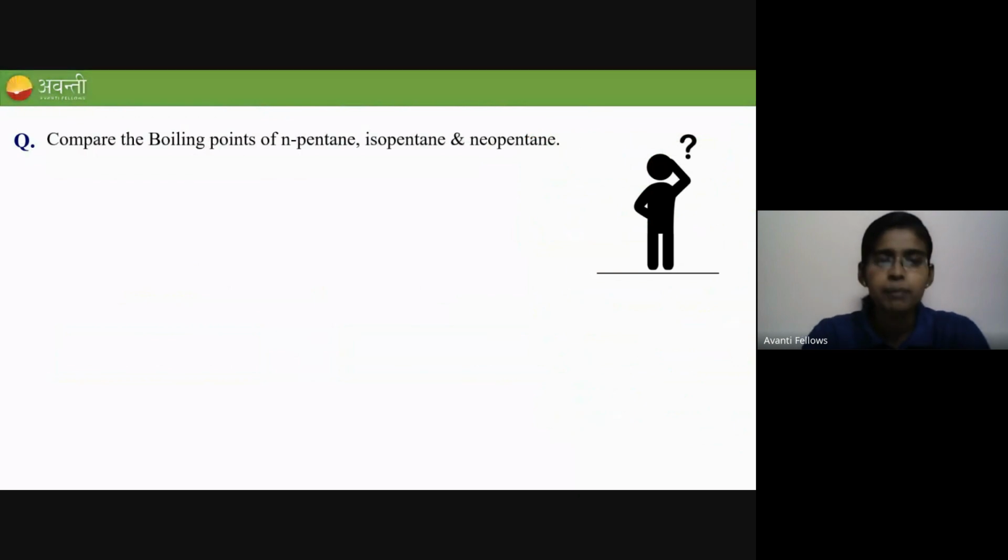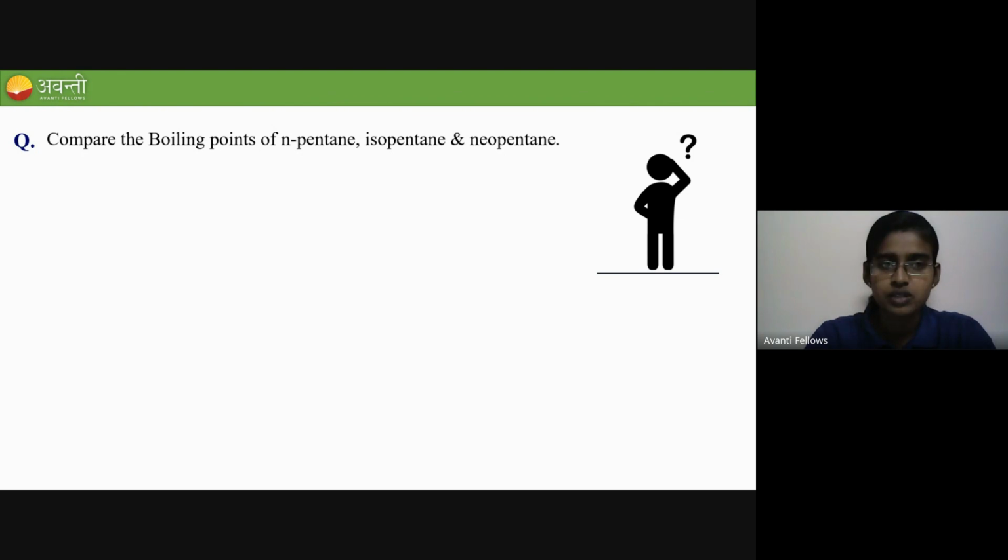So now compare the boiling points of n-pentane, isopentane and neopentane. What is the correct increasing or decreasing order of these three compounds for boiling point? So for this, we should know the structure first. We should be able to draw the structure of all these three compounds.